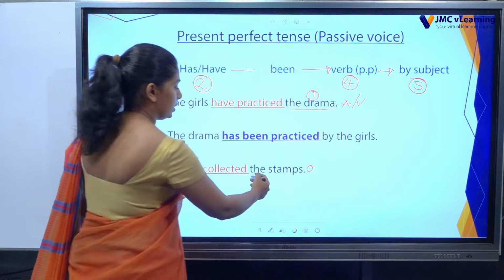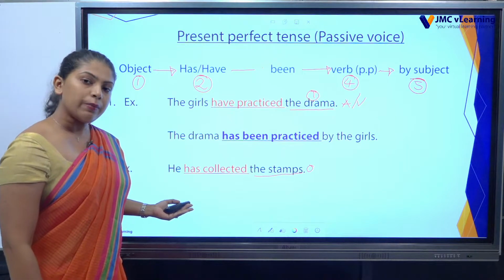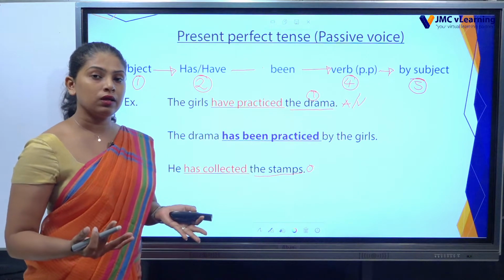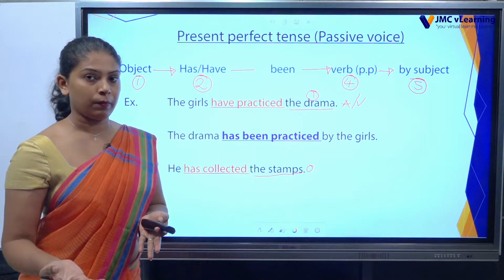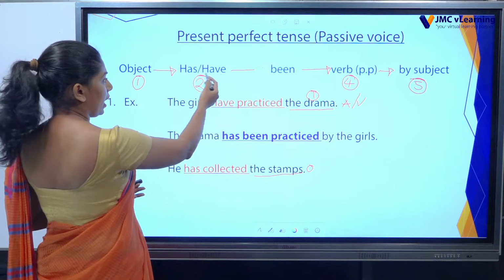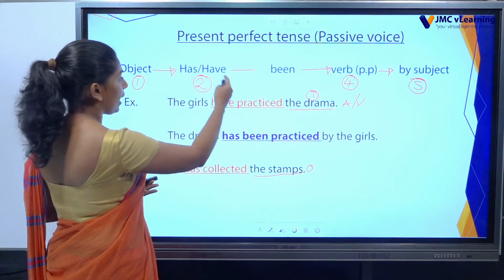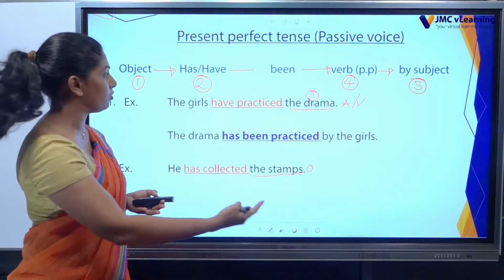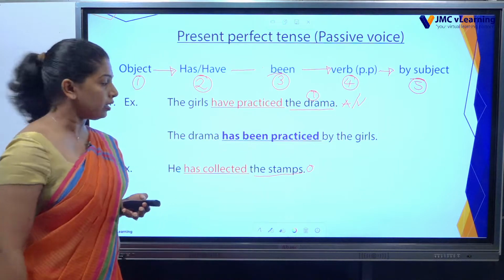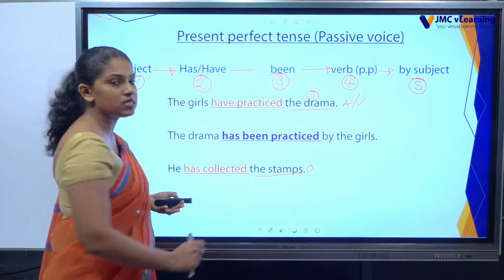This is the object, the stamp. So, we have to take that part when we are starting the passive voice sentence. The stamps, then is it plural or singular? The stamps means plural. So, we have to find have from these two words. We have to say the stamps have. Then the helping verb. What is the helping verb? Been again. Then the stamps have been collected is the verb.